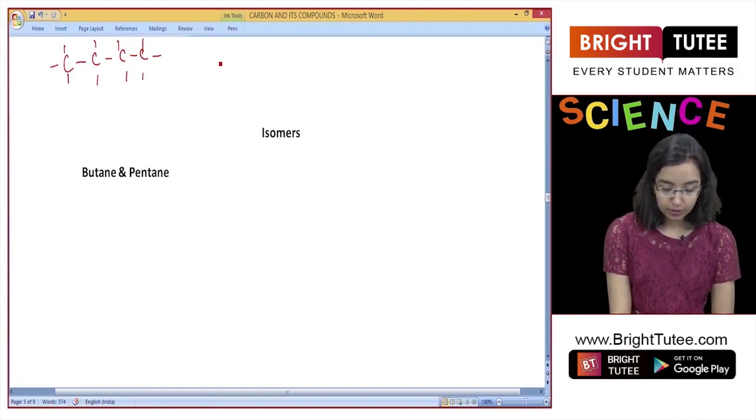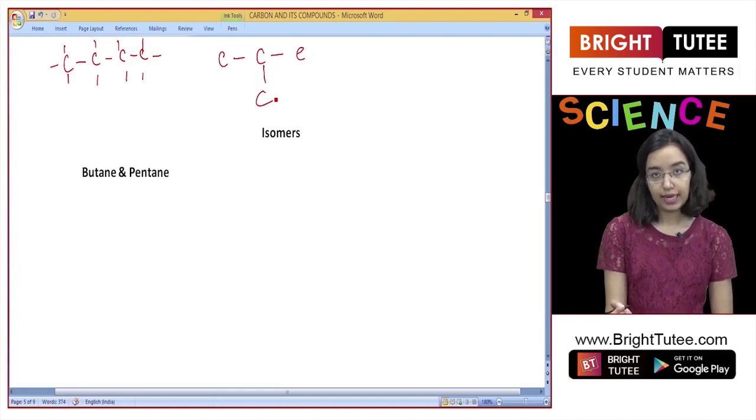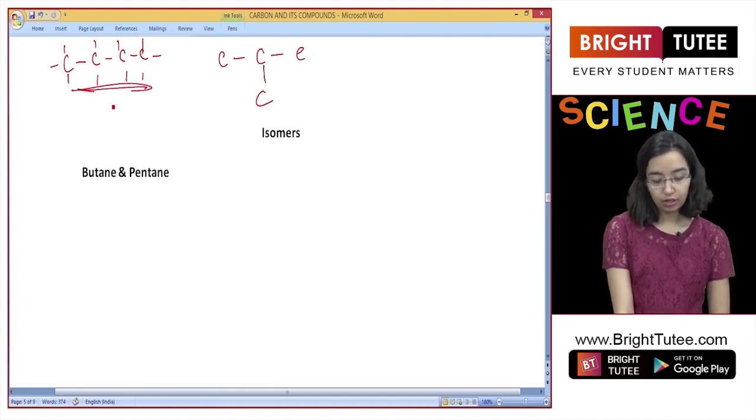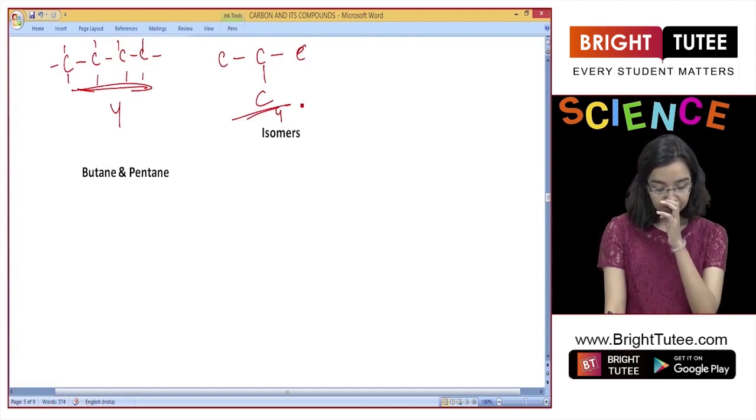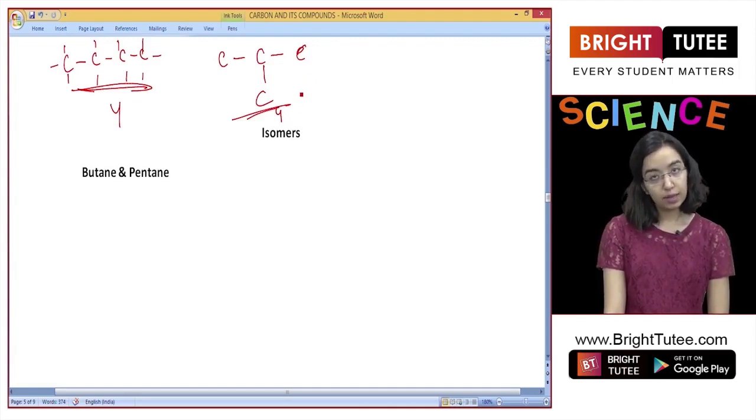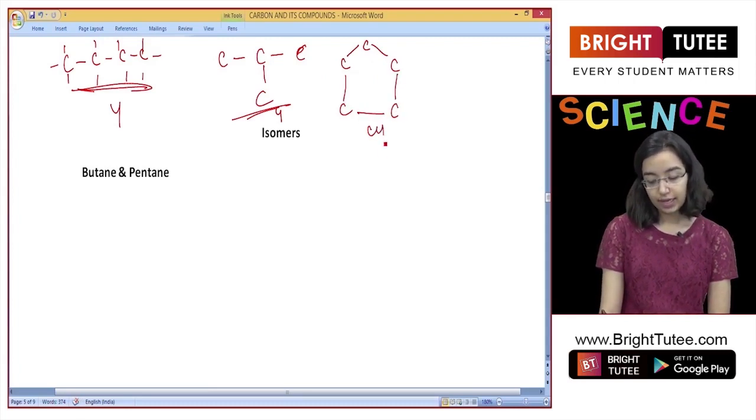So what carbon can do is form a branch like this. Here also there are 4 carbon atoms and here also there are 4 carbon atoms, but this is a branched structure. The structure is different, but the chemical composition is the same. The number of atoms is the same. It can also exist in the form of cycles. This is called cyclopentane.